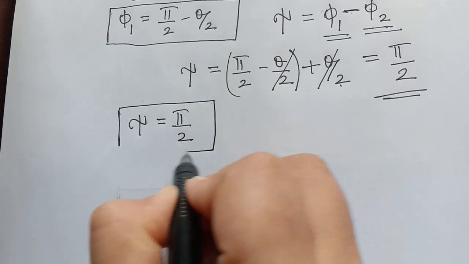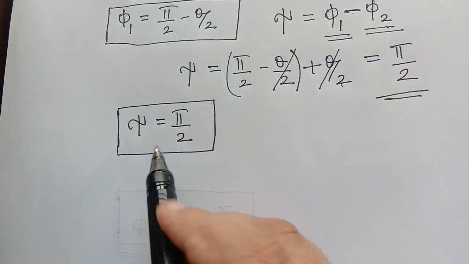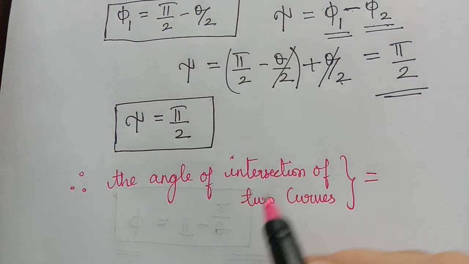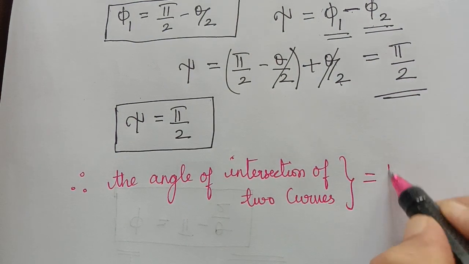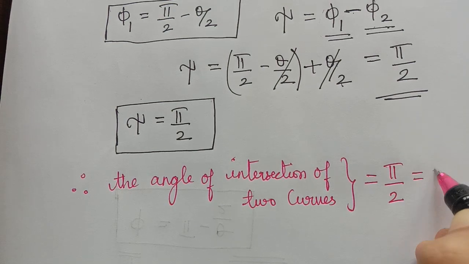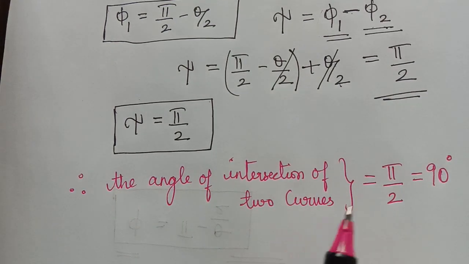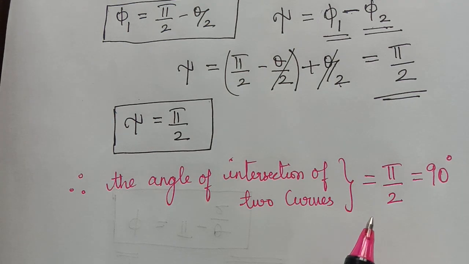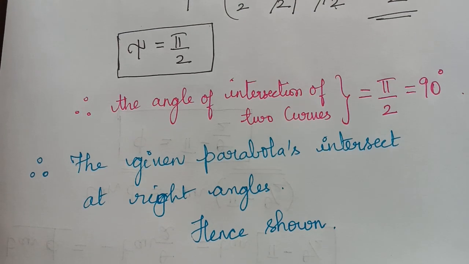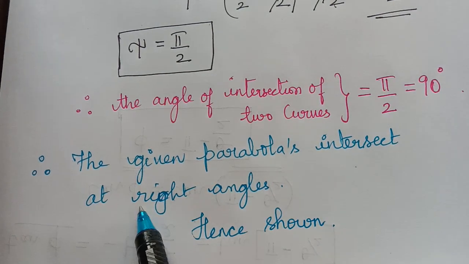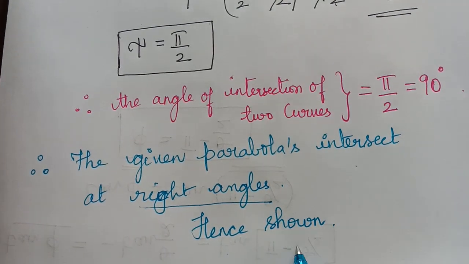And xi is the angle of intersection between the two curves. Therefore the angle of intersection of the two curves is equal to pi by 2, which is 90 degrees, and hence the given two parabolas cut each other orthogonally. So we have proved that the given parabolas intersect at right angles, hence shown.